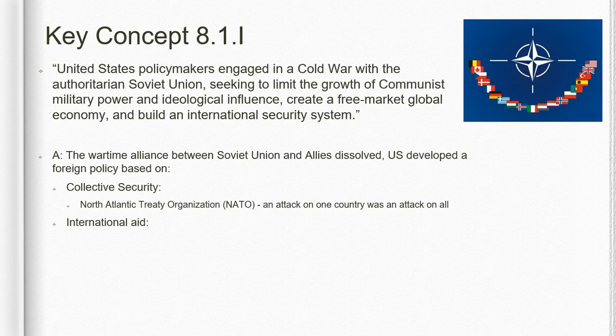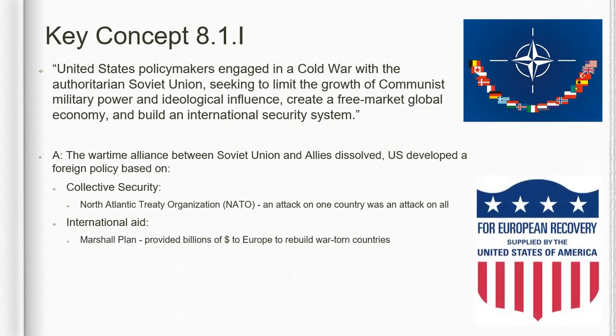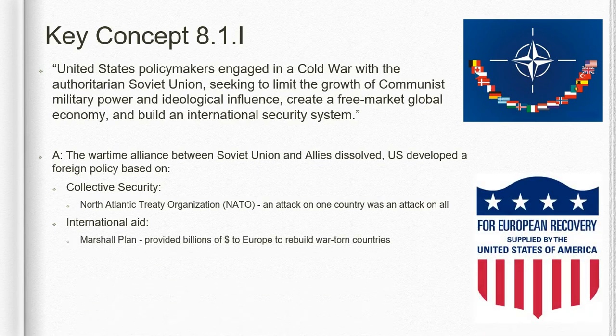The second way the United States is going to try to develop foreign policy after World War II is through international aid. Again, very active. This is direct involvement by the United States in the rebuilding of Europe. The Marshall Plan, which becomes government policy in 1947, provides billions of dollars to Europe to rebuild war-torn countries.